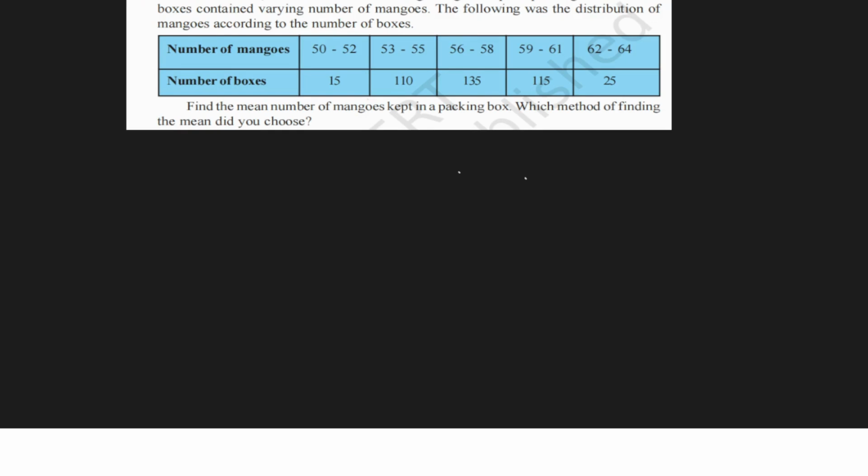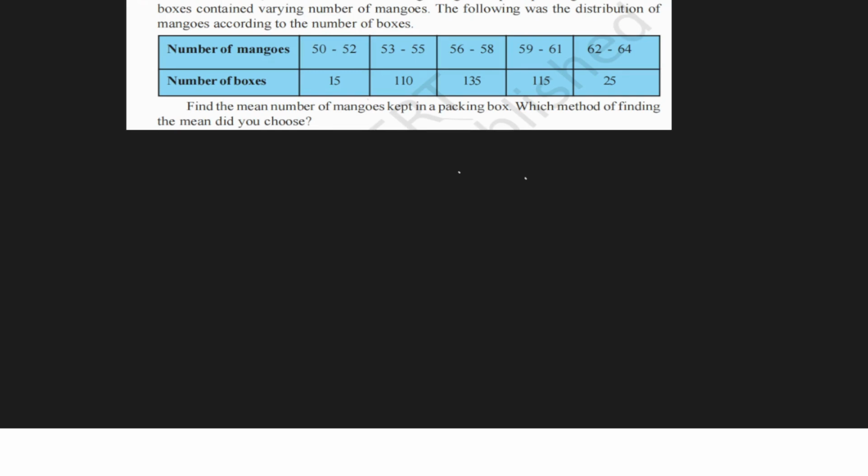Here we need to find the mean number of mangoes kept in the boxes, that means we have to find the mean of this data, and we can use any method except for the direct method because the values are bigger here. The direct method gives us larger values, so it will be difficult for us to calculate. So the easier ways would be either the second method, that's the step deviation method, or the assumed mean method. So I'm going to apply the step deviation method here. So let's draw the table for that.